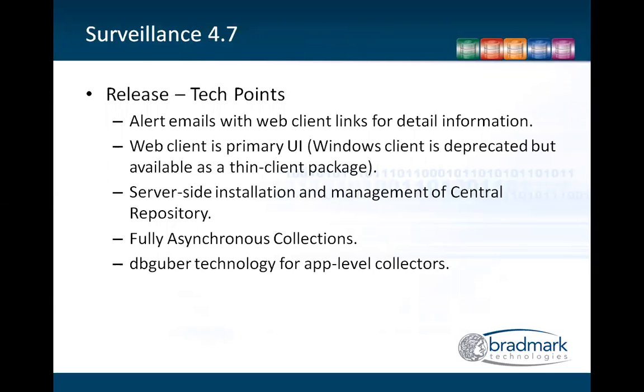In 4.7, we also have some other minor items coming up. We have being able to send web links through the emails, so you can jump directly to a particular web page showing the information from the alert email. The web client is now going to be our primary UI in 4.7, but we still have the Windows client, which will continue to be available as a thin client package, so you'll still have that available to you.